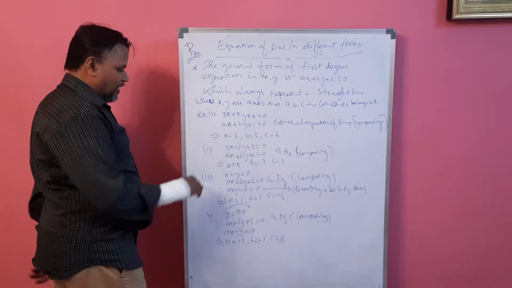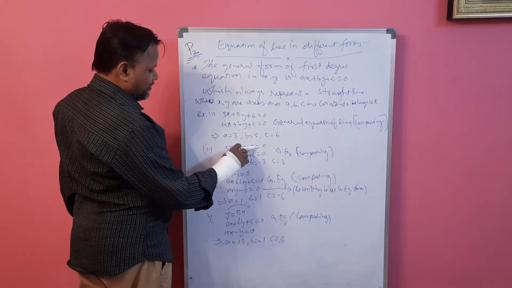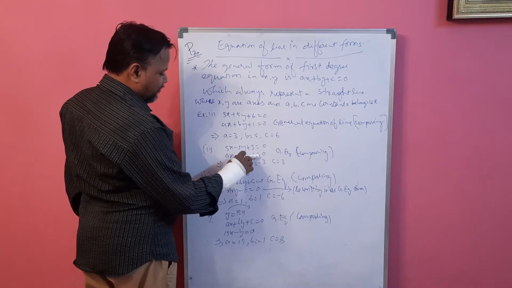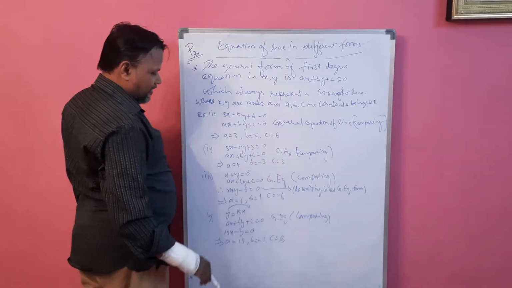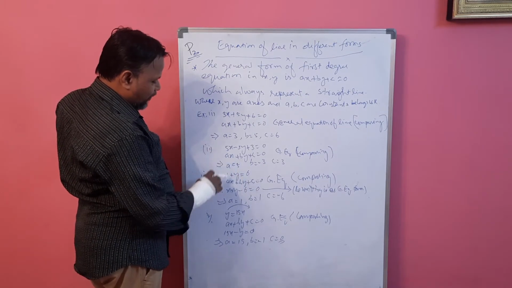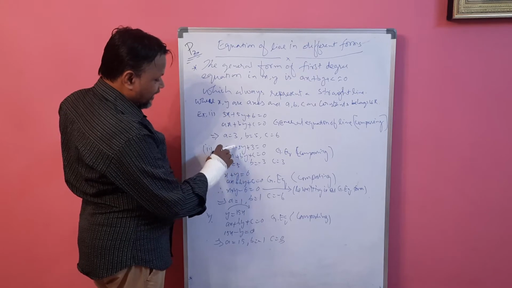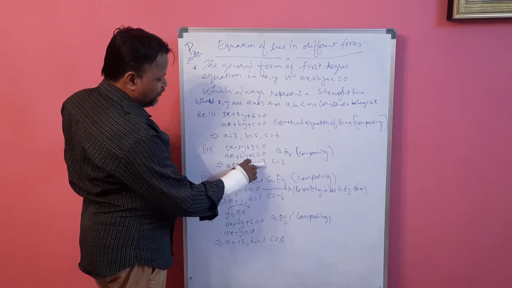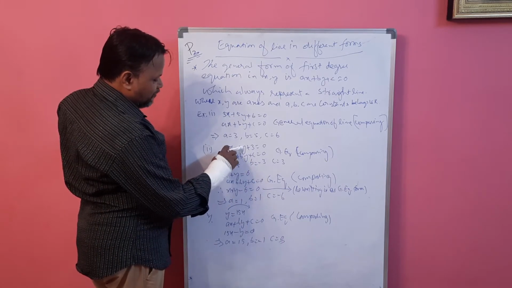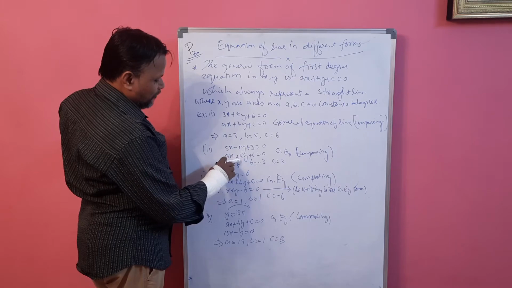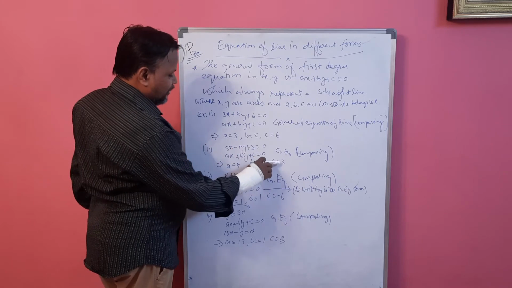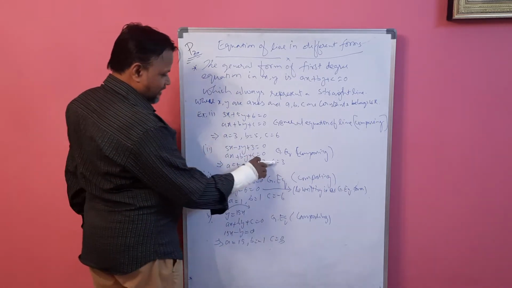In the second example, 5x minus 3y plus 3 equal to 0. Now the general equation is ax plus by plus c equal to 0. Compare the coefficients. Coefficient of x is 5, so a equal to 5. Coefficient of y is minus 3, so b equal to minus 3. With the sign we have to write. C is the constant term, so it is 3.